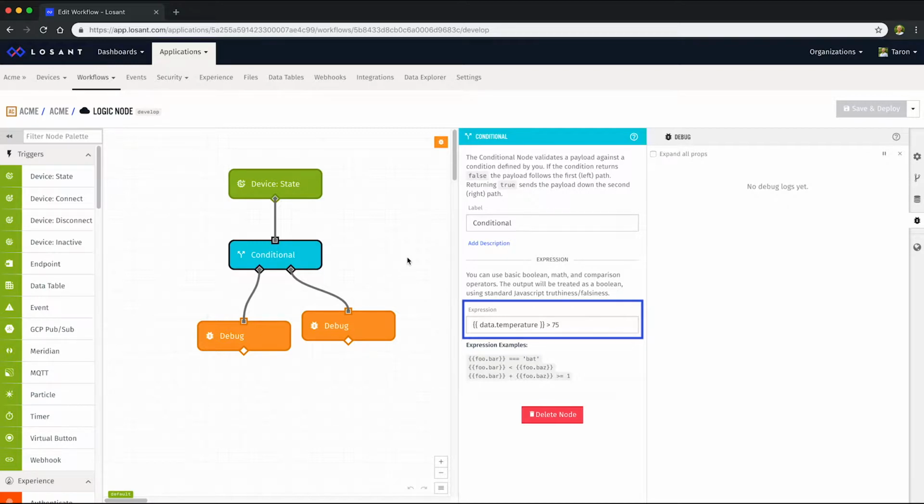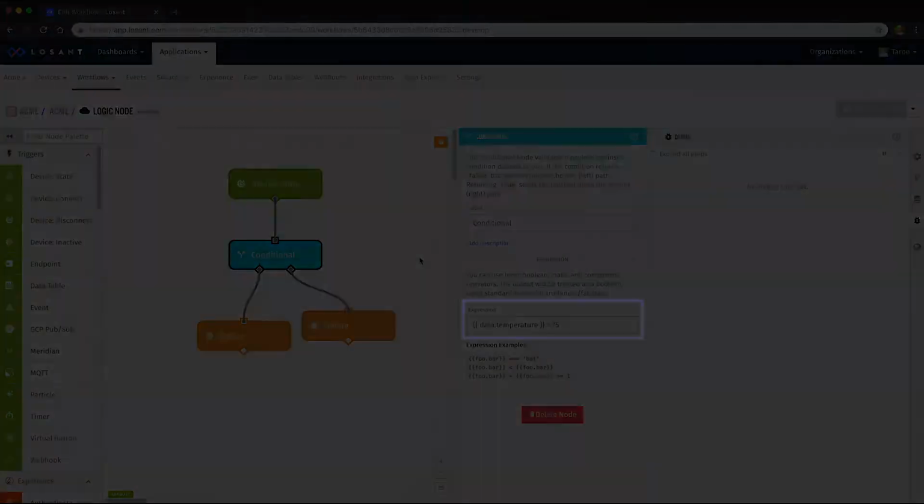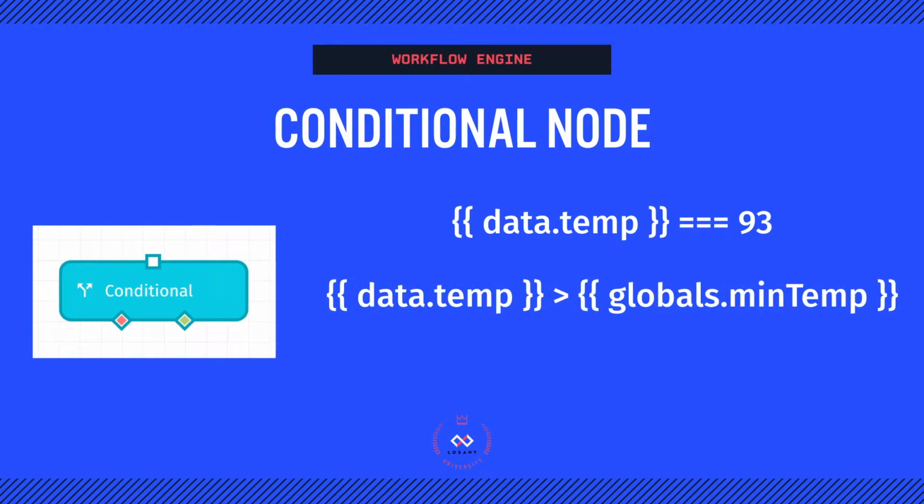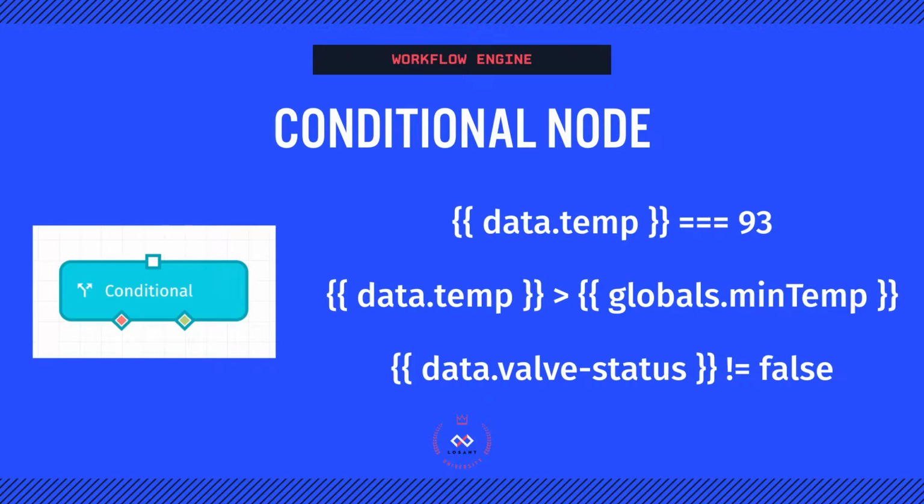In this expression field, you can check for common operations like, is a payload path equal to a value? Is a payload path greater than another payload path? Is a payload path not equal to another value? We support all the basic programming operators. If you're curious, all the supported operators are in the documentation. The conditional node and branching are there to help you make decisions within the workflow engine.